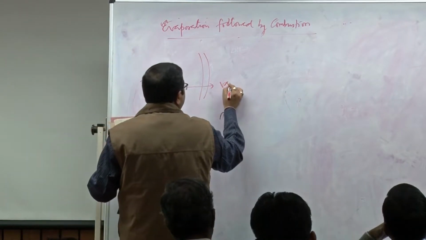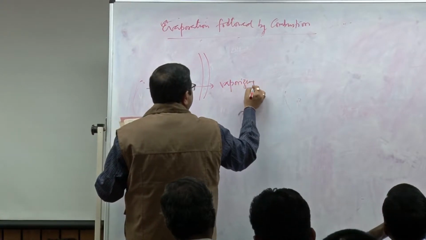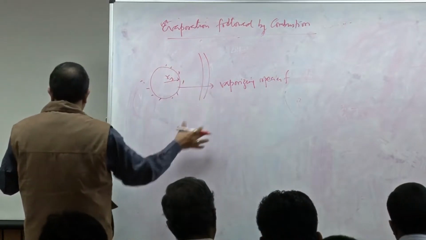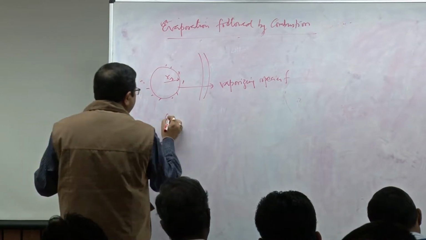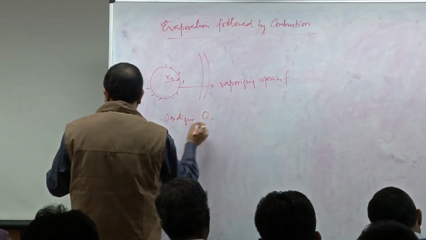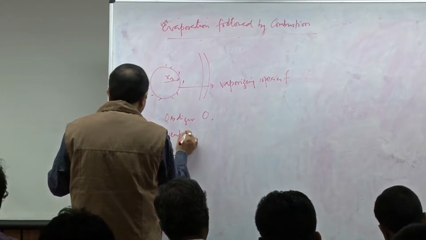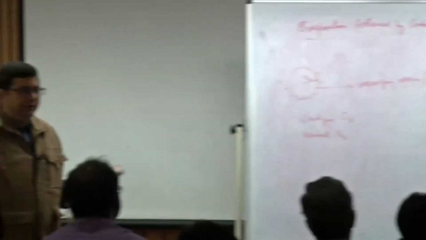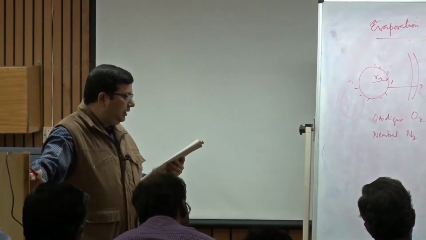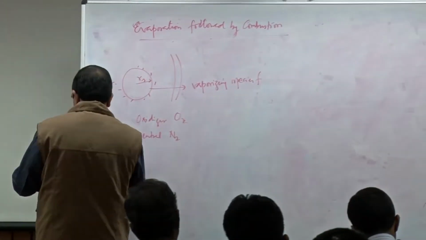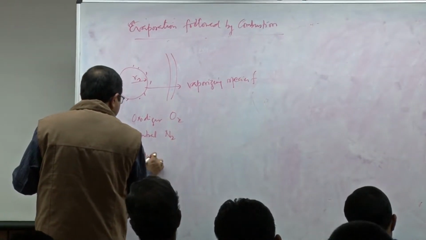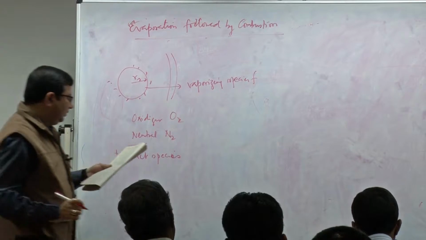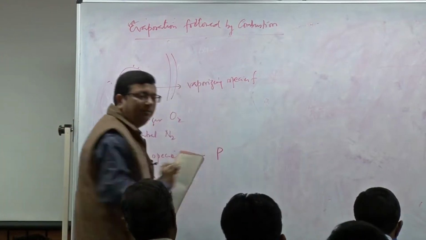We have fuel vaporizing. On this side, we have oxidizer, which is oxygen, and neutral species like nitrogen. So, outside the fuel vapor, we have oxygen and nitrogen. Then, since the reaction is taking place, we have the product species as well. Let us say all the product species I am representing by P.